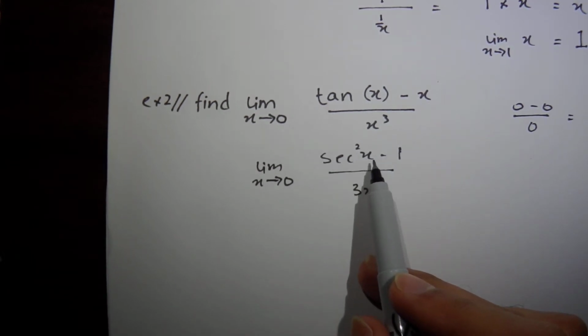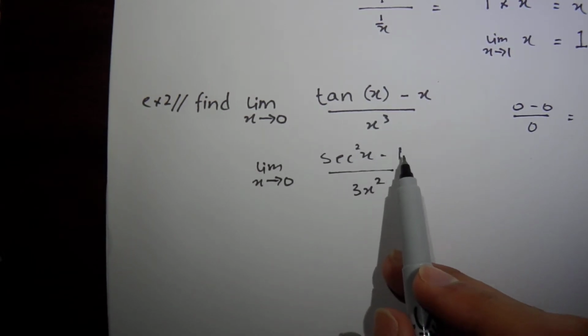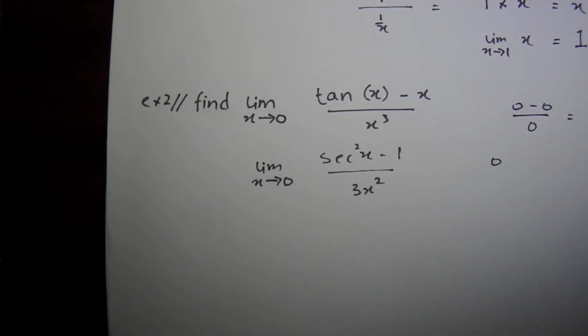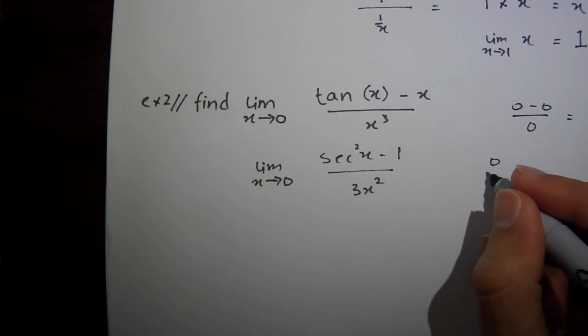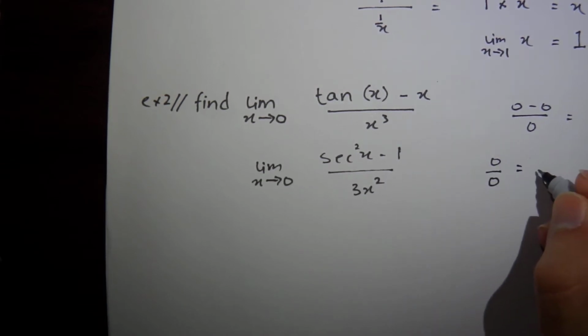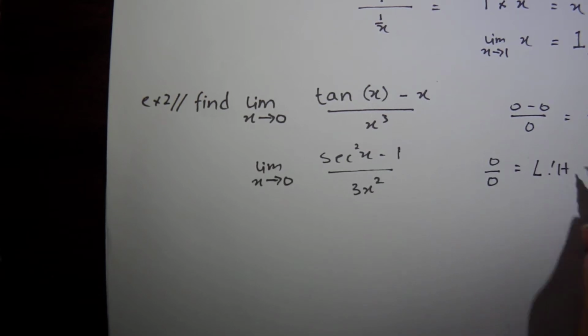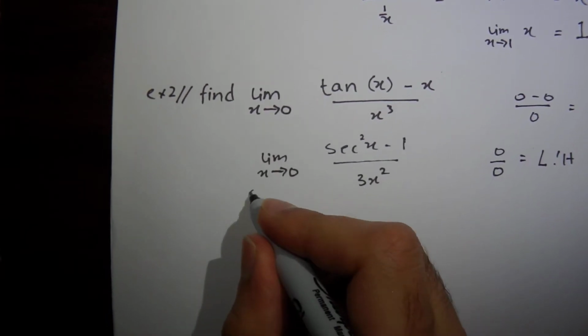Secant squared of 0 would be 1. Minus 1, we get a 0 in the numerator. 3 multiplied by 0 squared is still 0. It's that same answer again, so we are still in L'Hopital's rule. Let's take another derivative now.